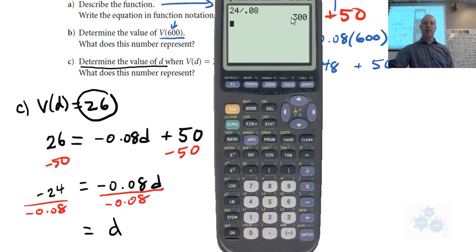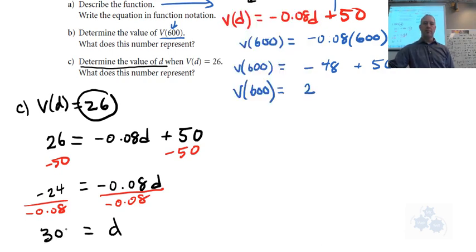Does this look right? 300. All right, so what does this mean? That's the distance that you would have gone if you have 26 liters left in the tank.